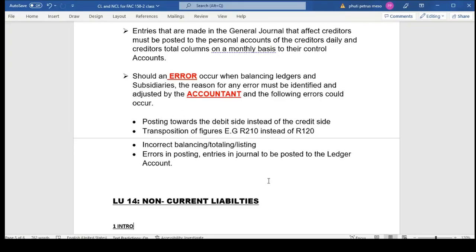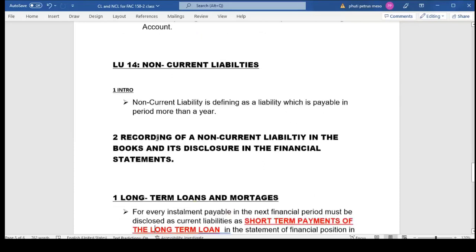Transpositions of figures. For example, initially you recorded 210 instead of 120. Remember that could happen under your bank reconciliation statements as well. So incorrect balancing or totaling or listing, and the error of posting entries in the journal to the ledger accounts. So that's how the error may occur. Be careful of that.